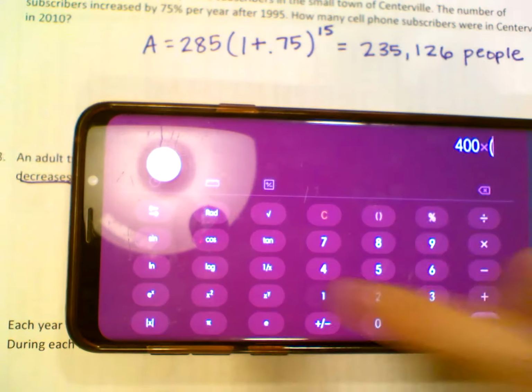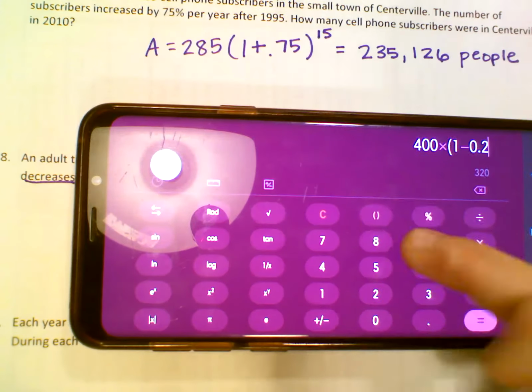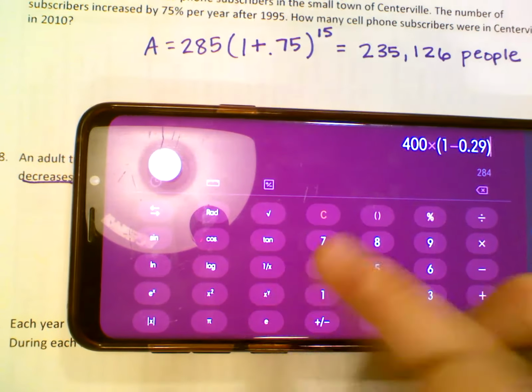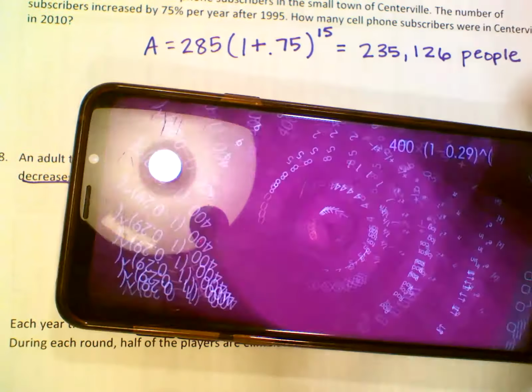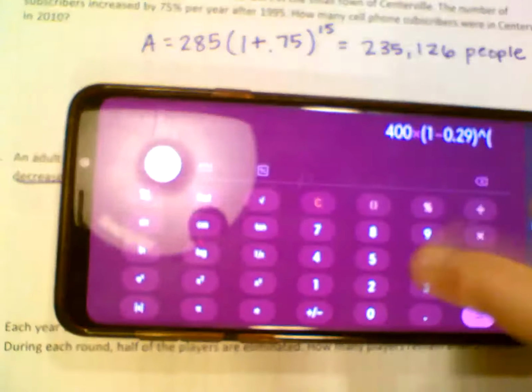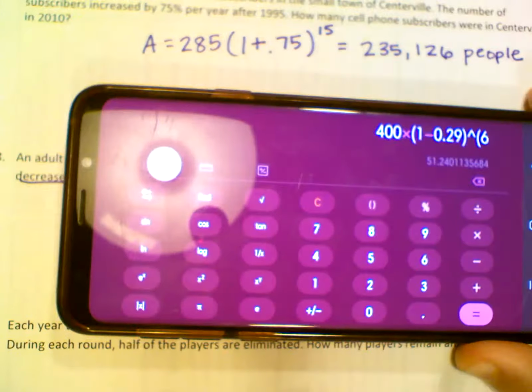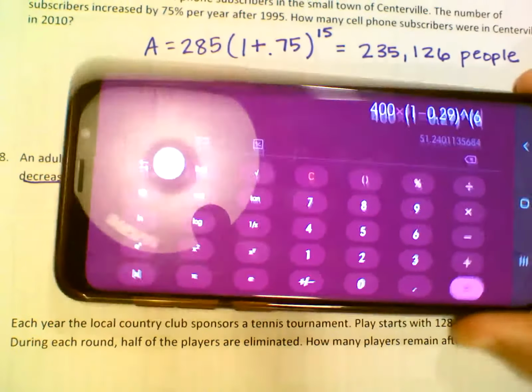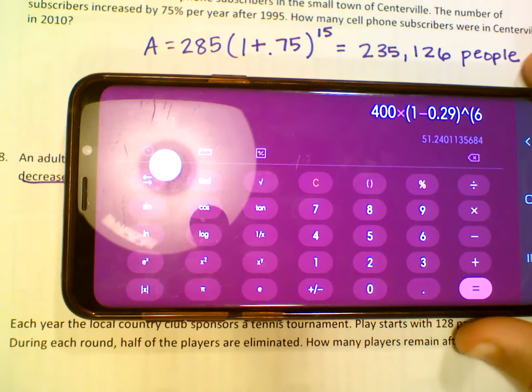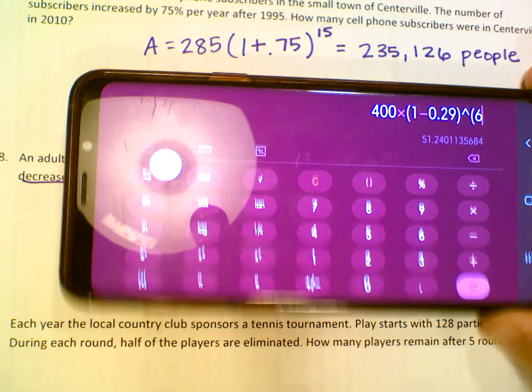400, 1 minus 0.29, and then power of 6. So 51. And then for decimals here, if you're not sure, you can always just take it to 2 to be safe. 2 or 3 is a pretty good estimate there. So 51.24.